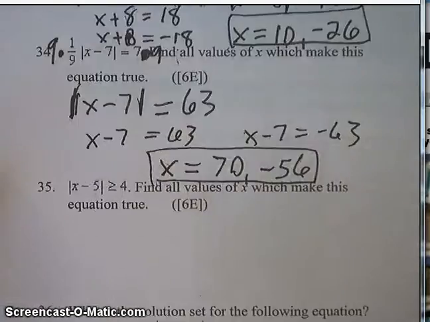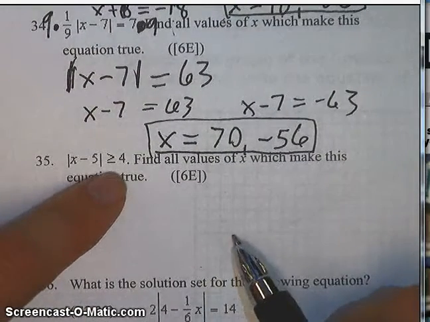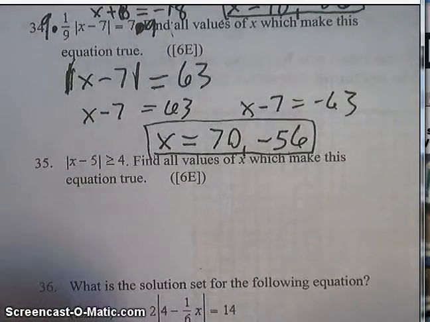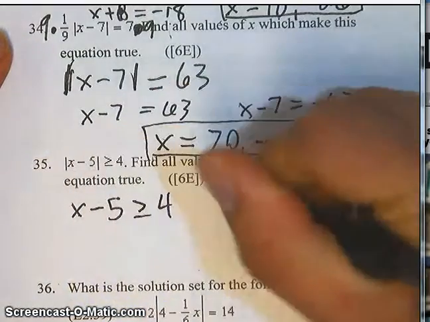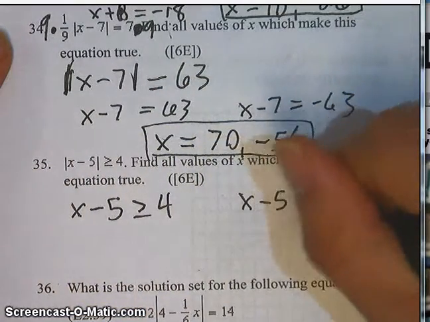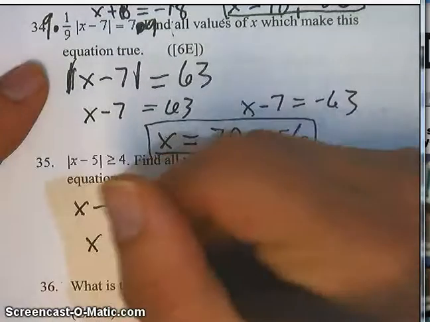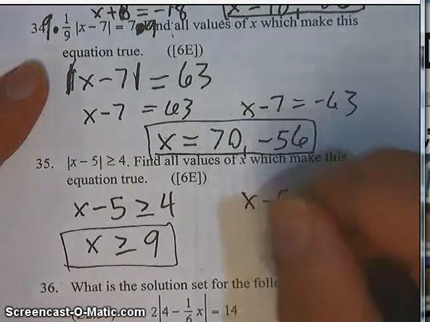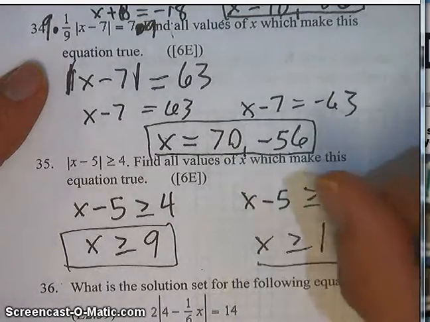Okay. Next one's kind of tricky. Same idea though. Now we've got an inequality, but the bars are still by themselves. So instead of breaking it into two equations, we can break it into two inequalities. X minus 5 is greater than or equal to 4, and x minus 5 is greater than or equal to negative 4. We are simply going to solve these. So x is greater than or equal to 9. It's one of the two solutions. And x is greater than or equal to 1.